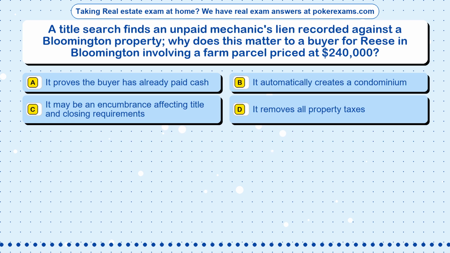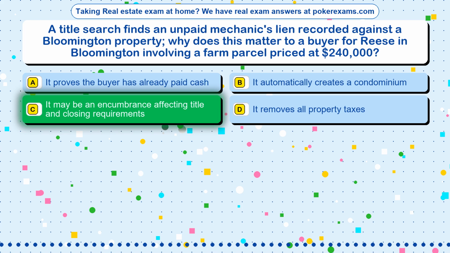Question 35. A title search finds an unpaid mechanics lien recorded against a Bloomington property. Why does this matter to a buyer for Reese in Bloomington involving a farm parcel priced at $240,000? Option A. It proves the buyer has already paid cash. Option B. It automatically creates a condominium. Option C. It may be an encumbrance affecting title and closing requirements. Option D. It removes all property taxes.